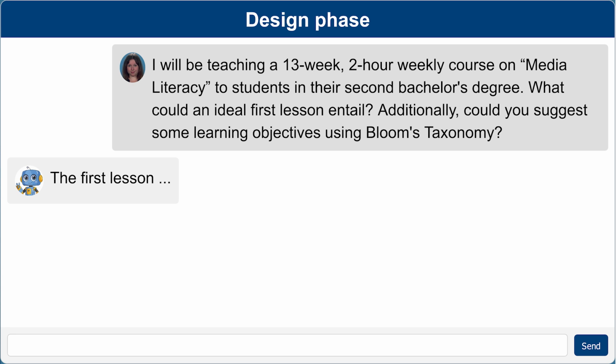I will be teaching a 13-week, 2-hour weekly course on media literacy to students in their second bachelor's degree. What could an ideal first lesson entail? Additionally, could you suggest some learning objectives using Bloom's taxonomy?